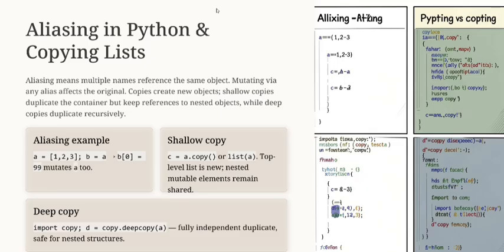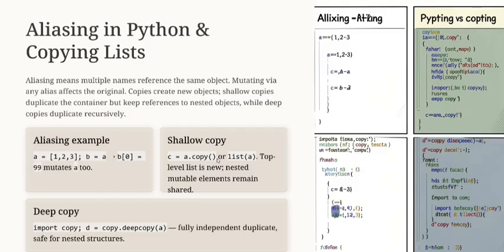So why can aliasing be a problem? Aliasing can create unexpected changes. Sometimes we modify one variable thinking it is separate, but because both variables refer to the same object, the original data changes. This can create bugs.